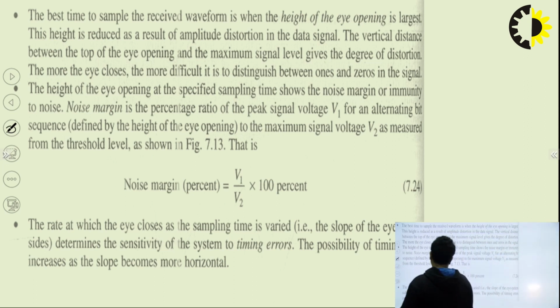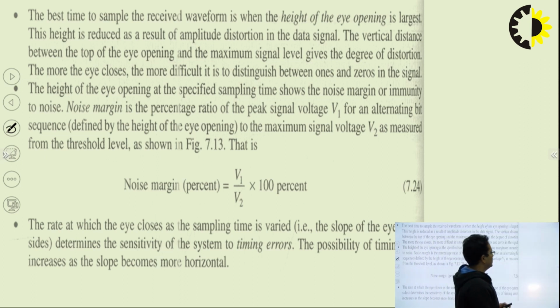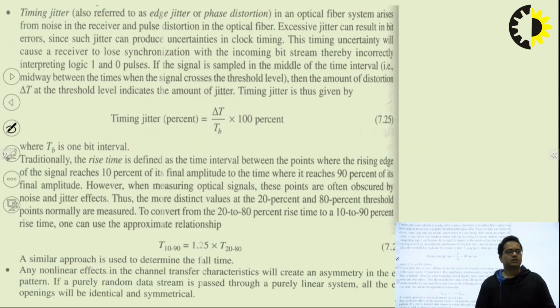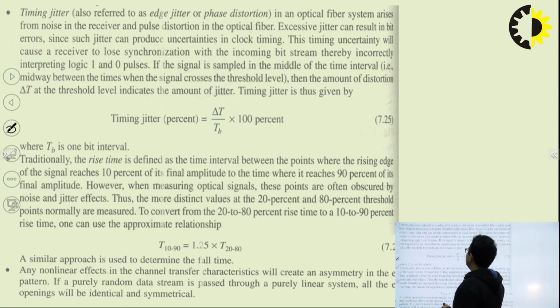So the possibility of timing error increases as the slope becomes more and more horizontal. The moment it becomes more and more horizontal, it would be difficult for the receiver to distinguish between the 0 and 1. Now the next thing is about the timing jitter, which is also referred to as phase distortion.